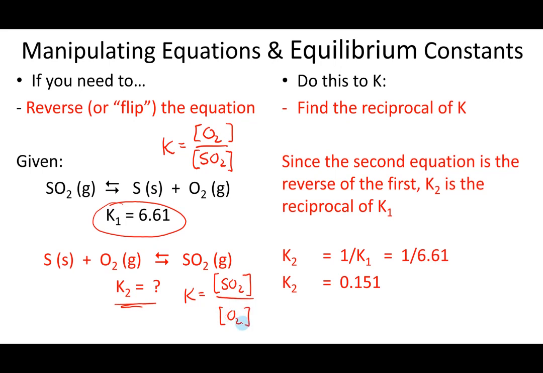So without having to rewrite the K expressions, our first K would be oxygen over sulfur dioxide, and our second would be the reciprocal. Hopefully we can recognize that by flipping the reaction, we've created a reciprocal K expression. Therefore, since we know the K value for the first reaction, 6.61, we find the K value for the second as the reciprocal of that, 1 over 6.61. Punch that in your calculator and the K value for our second equation is 0.151.